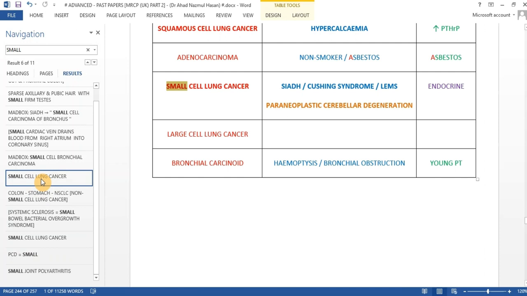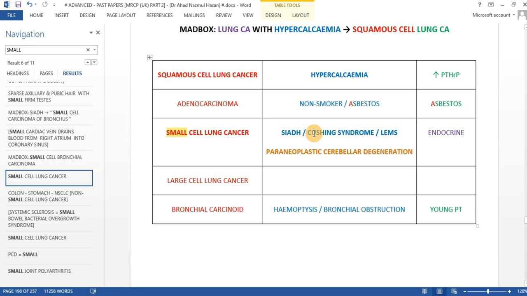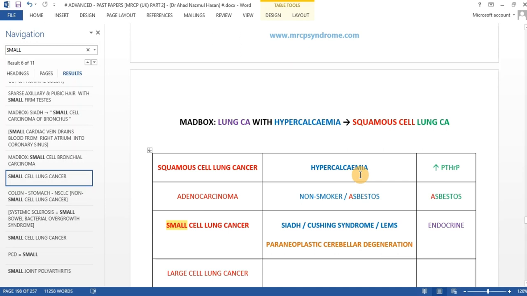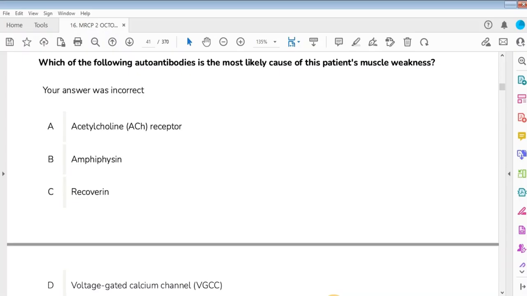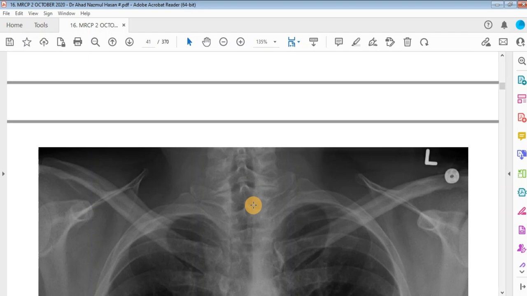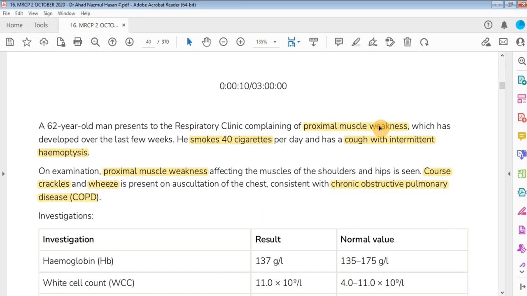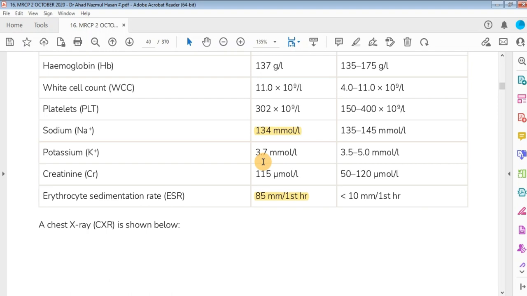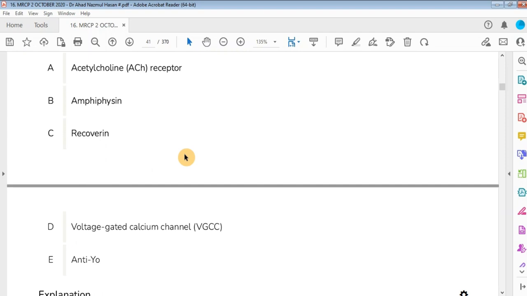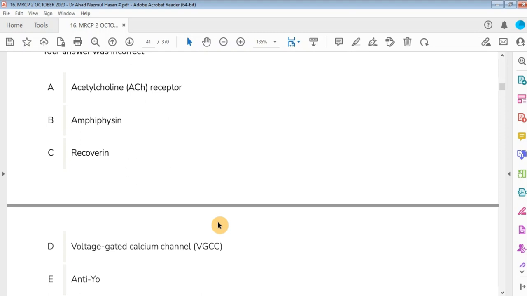Small cell lung cancer has association with SIADH, Cushing syndrome, Lambert-Eaton myasthenic syndrome, as well as paraneoplastic cerebellar degeneration. Squamous cell lung cancer has association with hypercalcemia due to increased release of parathyroid hormone related peptide. So here the hyponatremia is one of the biggest pointers towards small cell lung cancer, and the features are suggestive of Lambert-Eaton myasthenic syndrome: proximal myopathy with proximal muscle weakness affecting the muscles of shoulders and hips. So what should be the choice of investigation in case of LEMS? Voltage-gated calcium channel. Yes, you should go with the voltage-gated calcium channel.